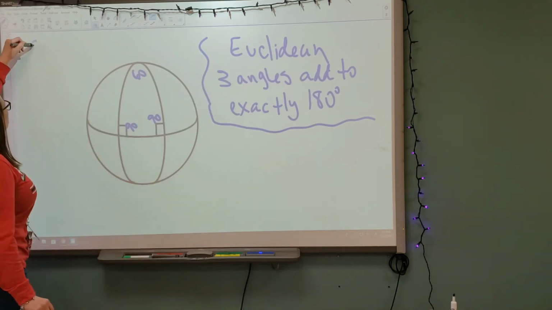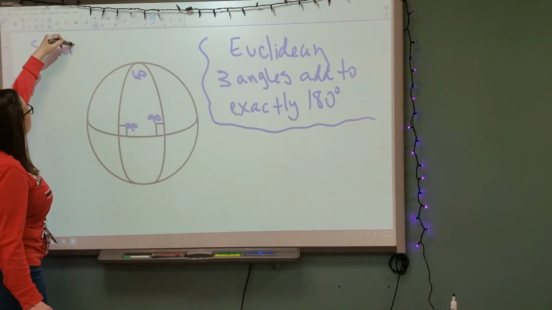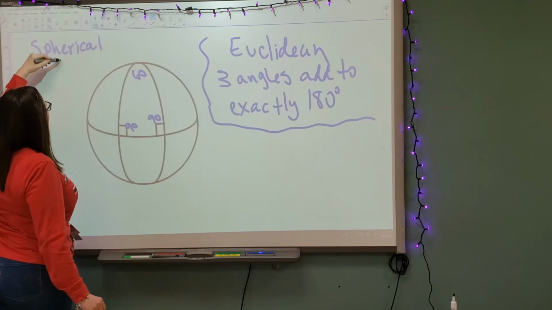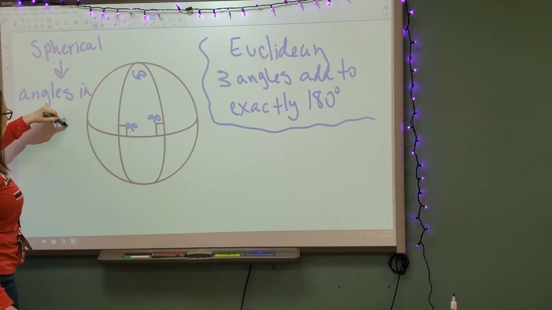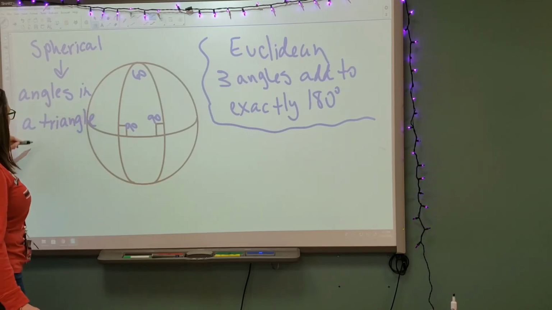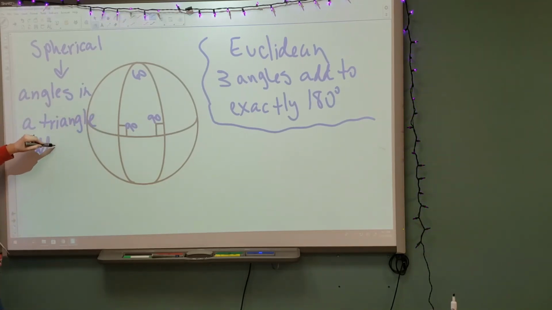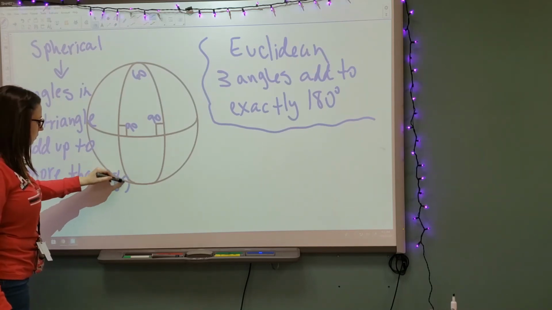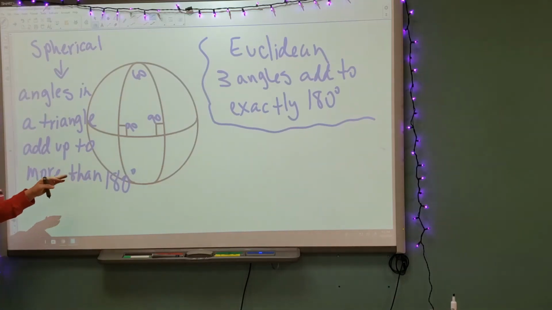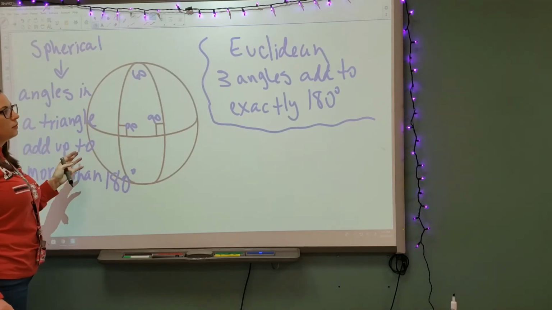So in spherical geometry, the angles in a triangle add up to more than 180. Okay, always more than 180. So that's the difference between the two.